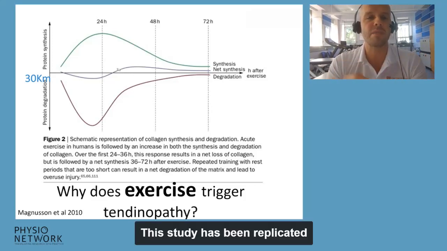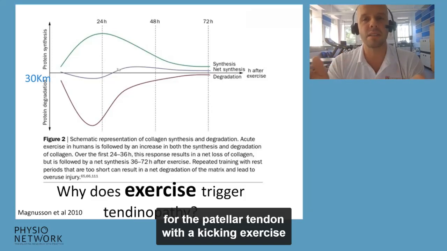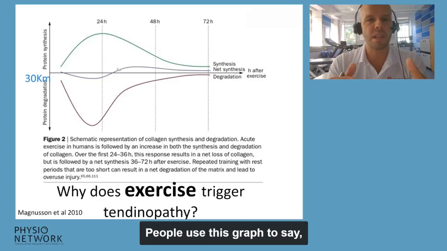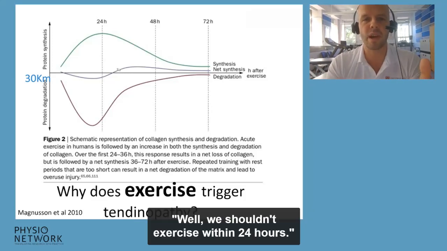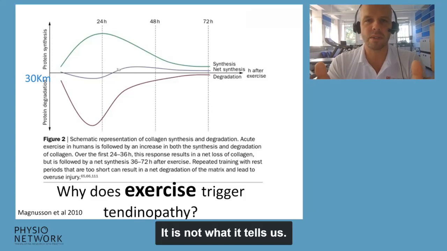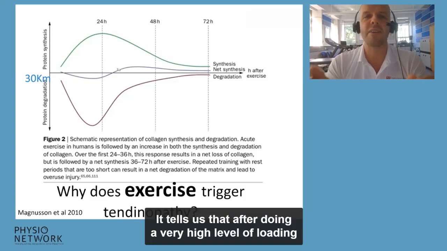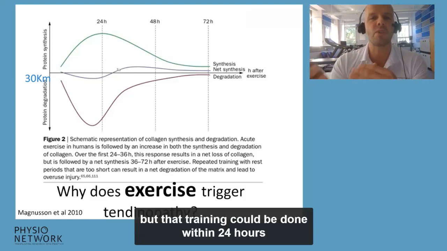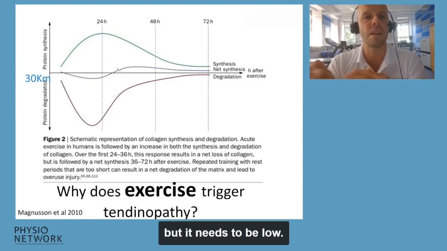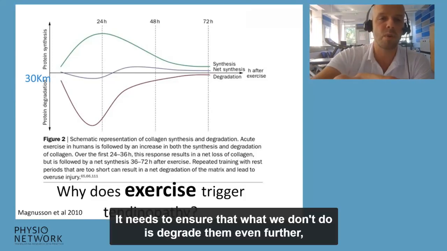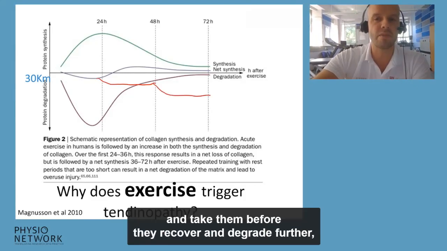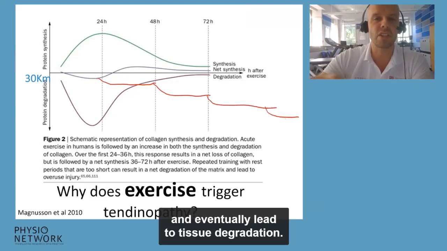This study has been replicated for the patellar tendon with the kicking exercise and shows the same type of response as well. People use this graph to say, well, we shouldn't exercise within 24 hours. It is not what it tells us. It tells us that after doing a very high level of loading, we may need some additional recovery, but that training could be done within 24 hours, but it needs to be low. It needs to ensure that what we don't do is degrade them even further and take them before they're recovered and degrade further and eventually lead to tissue degradation.